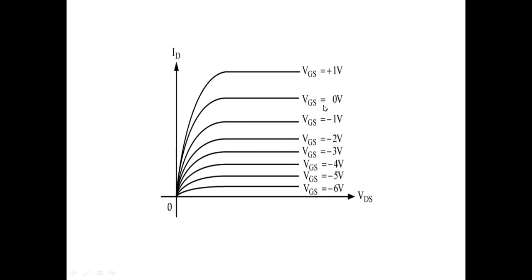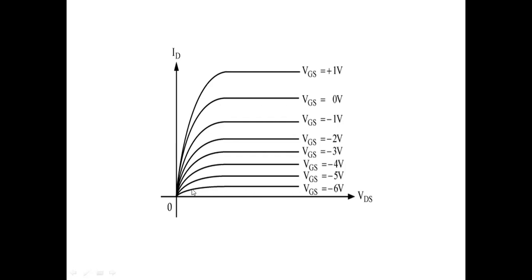Now, when VGS is zero or negative, the MOSFET operates in depletion mode. On the other hand, if VGS is positive, above zero, then this MOSFET operates in the enhancement mode. Now, if VGS is negative, it operates in the depletion mode. Most of the electrons are repelled by this gate terminal.